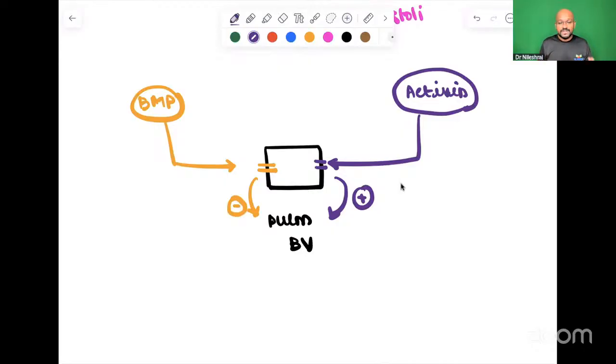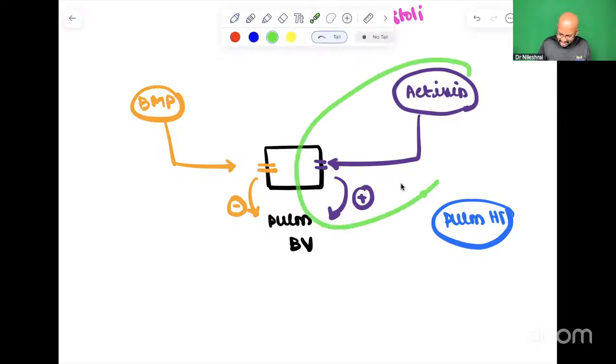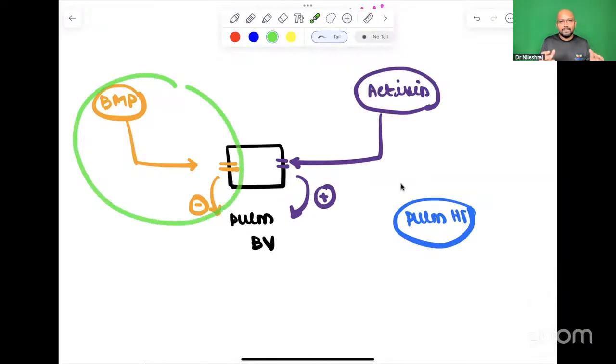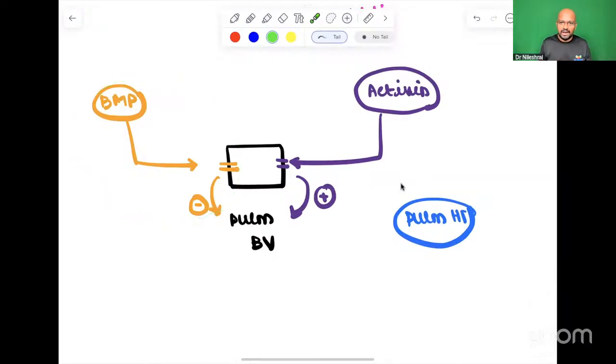So in terms of pulmonary hypertension, what exactly is happening? This activin sequence which we have drawn is acting more, whereas the BMP sequence is acting less. That's one of the mechanisms of development of pulmonary hypertension. So what we have done, we have designed a fusion inhibitor. I hope you remember that.